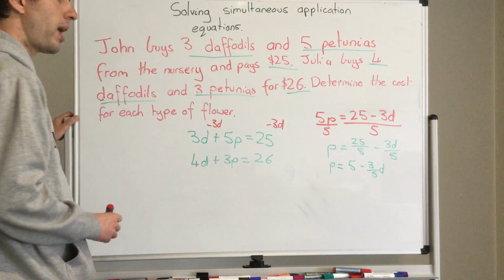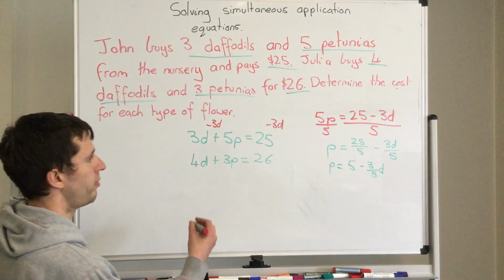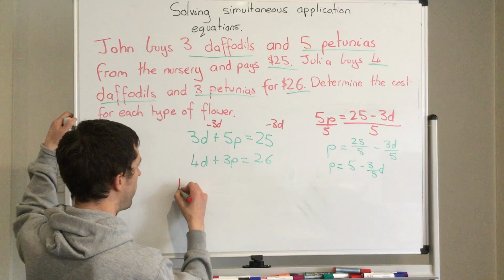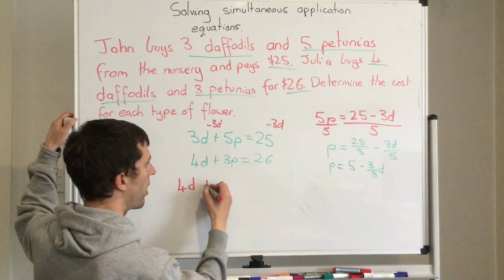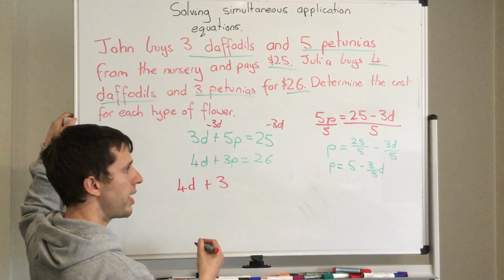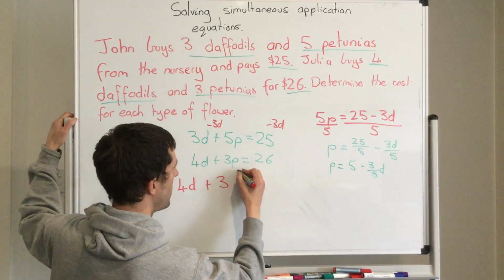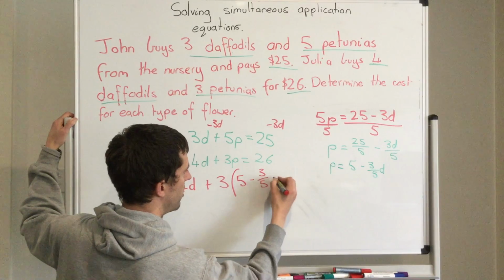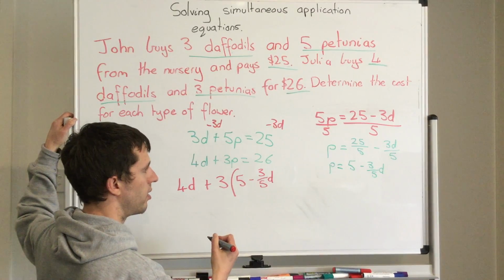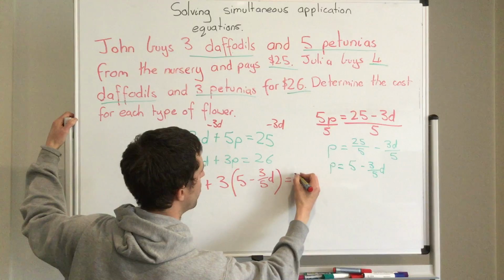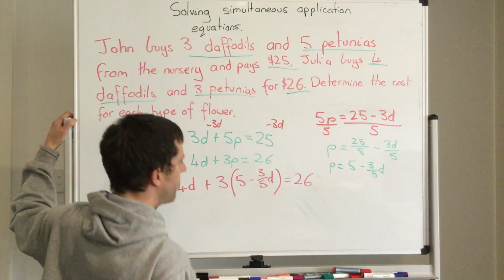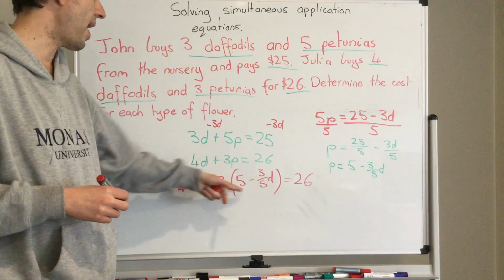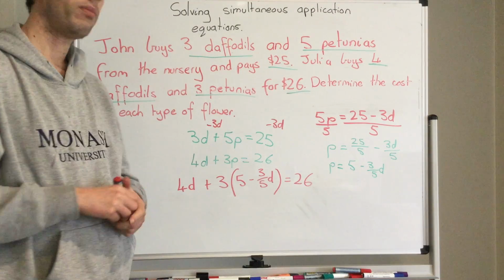So using this equation here, I'm going to write it again. 4D plus 3. What's P this time? We know P is 5. Take 3/5 times D equals 26. Now I need to simplify this part first so I can add those together. So let's have a go.